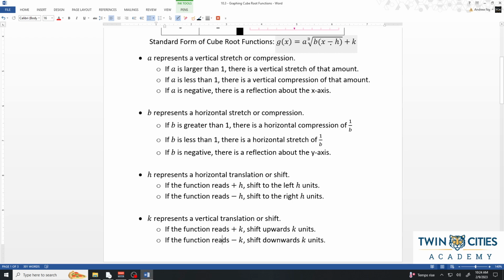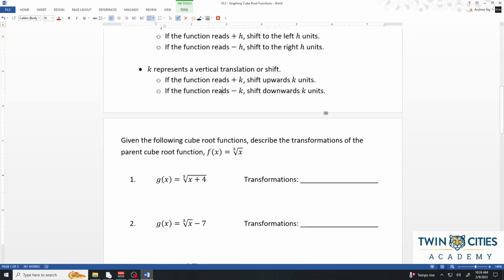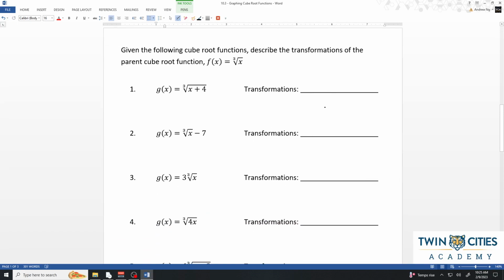Whereas on the inside of the cube root here, we've got B and H. These are going to represent our horizontal stretch or compression and our horizontal translation or shift. Keeping in mind that anything that's horizontal is kind of the opposite of what we expect. And we saw a lot of that in the last section. So let's just start out with describing the transformations that are happening on the parent function.